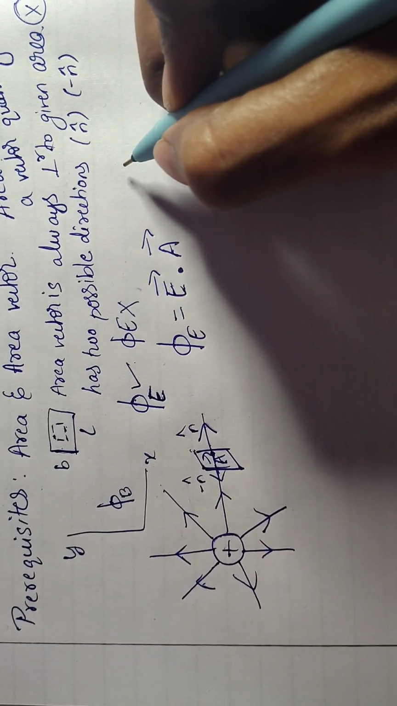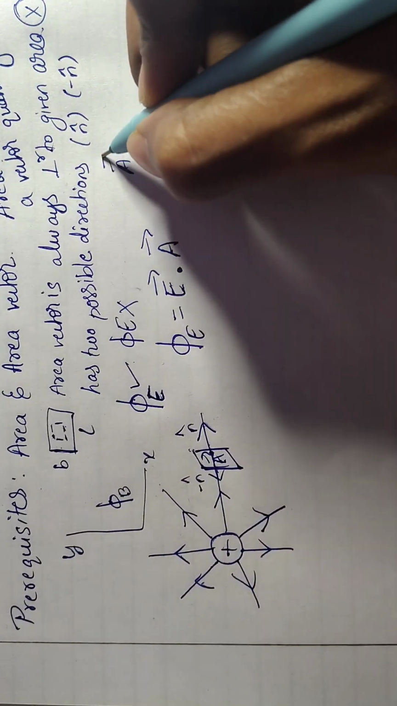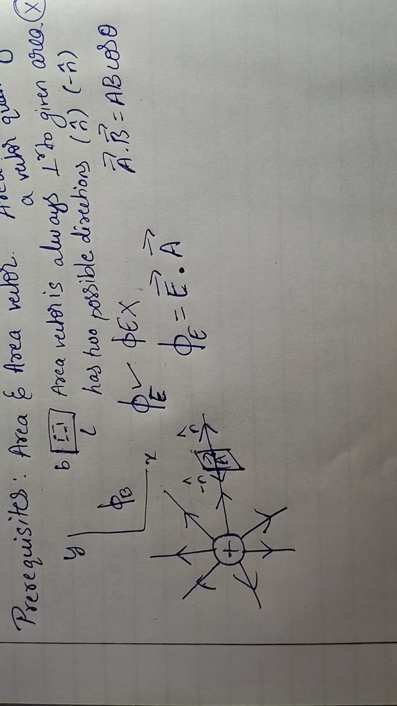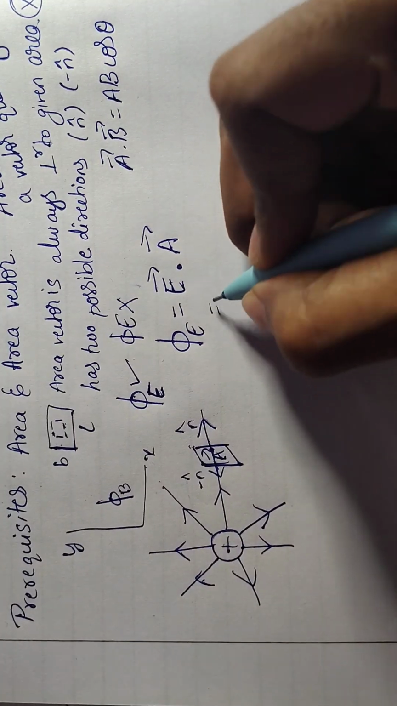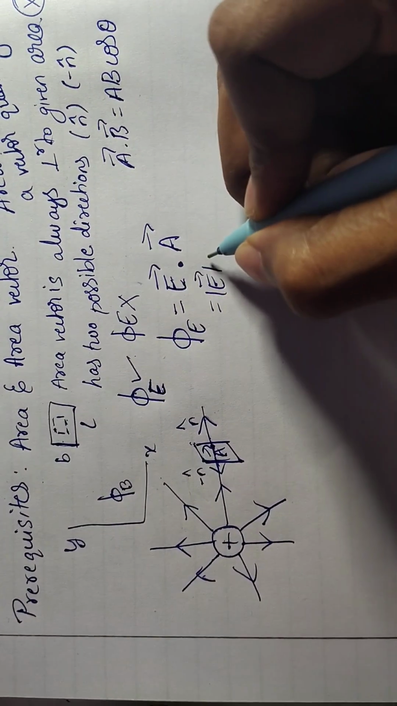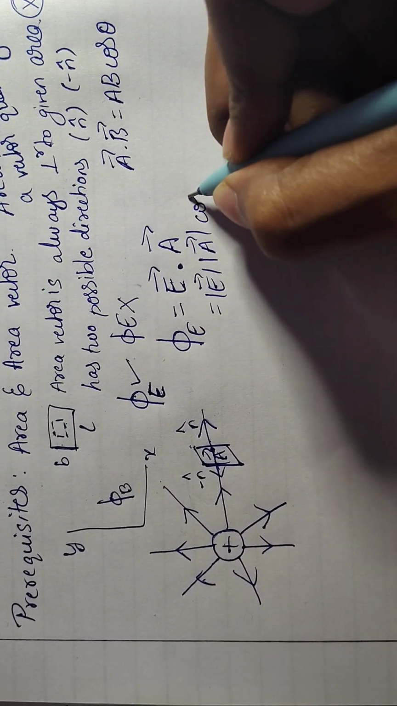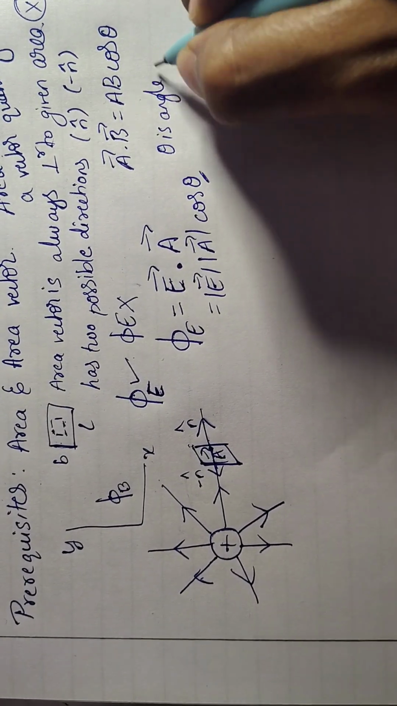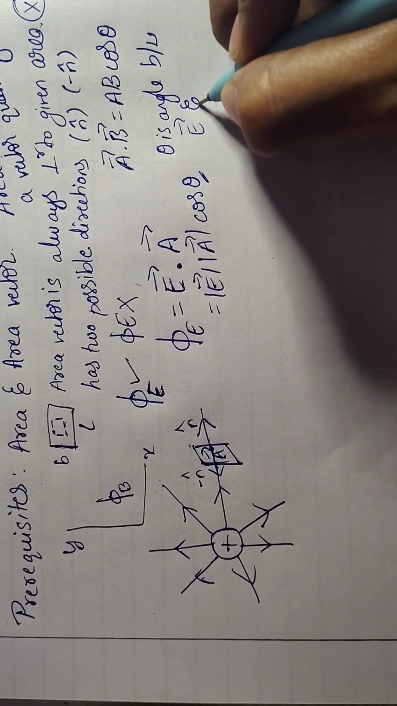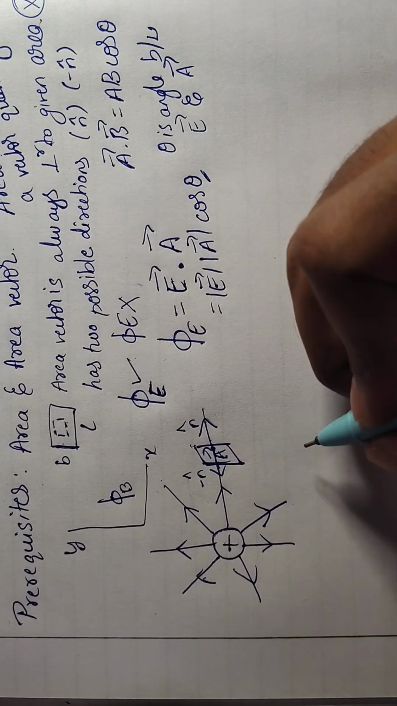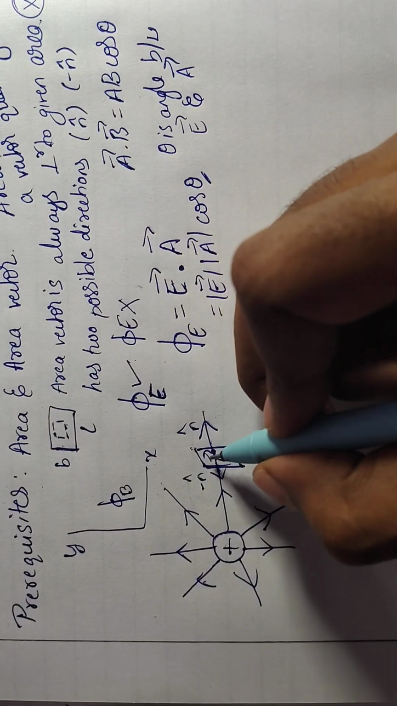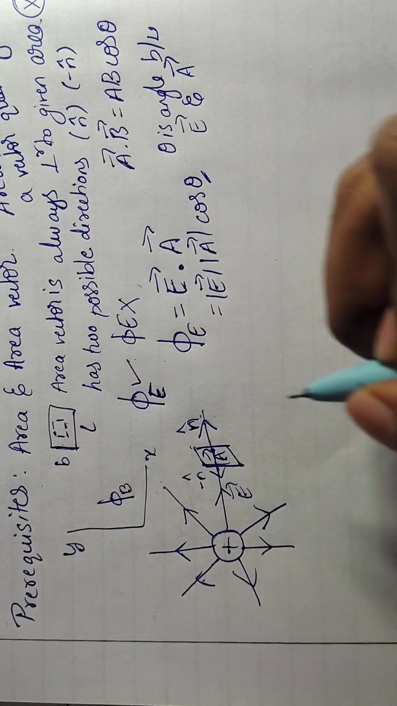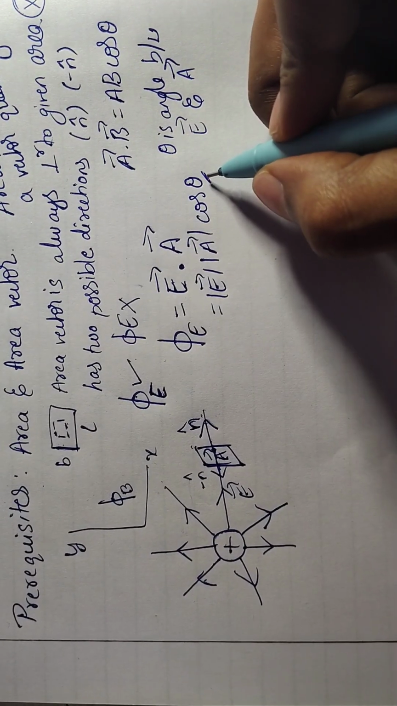Now in first year you have already learned the definition of dot product. A vector dot b vector, I can write it as the magnitudes of the vectors multiplied by cos theta. Similarly here I can write it as magnitude of electric field, magnitude of area, multiplied by cos theta. What is this theta? Theta is the angle between E vector and A vector. Now assume here the angle between E vector and the area vector n cap is 0 degrees. So cos 0 will be 1.